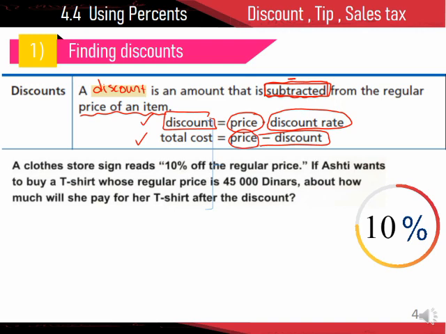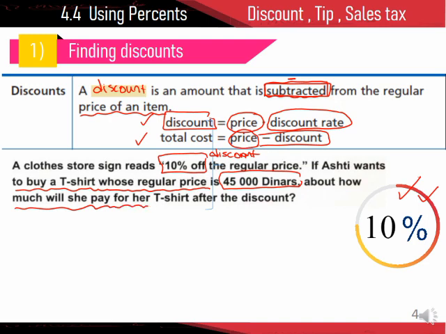A clothes store sign reads 10% off the regular price. Here, 10% off means a 10% discount. If Ashti wants to buy a t-shirt whose regular price is 45,000 dinars, the original price of this t-shirt is 45,000 dinars and we have a 10% discount. About how much will she pay for her t-shirt after the discount? How much money should Ashti pay?